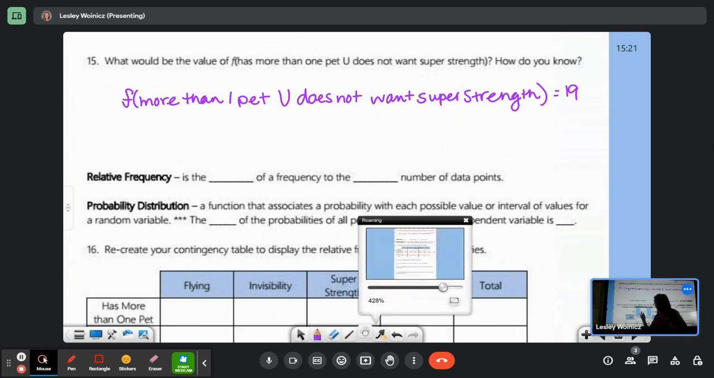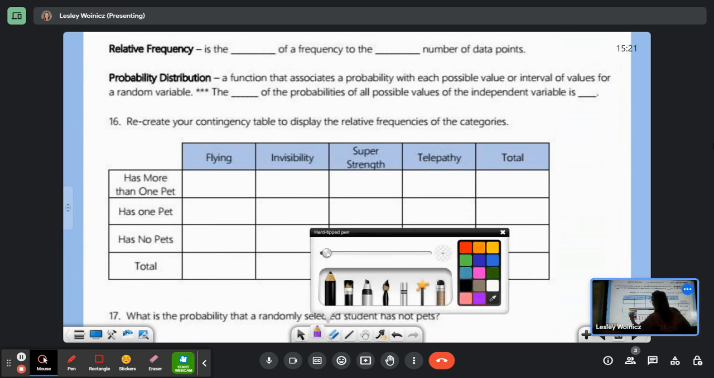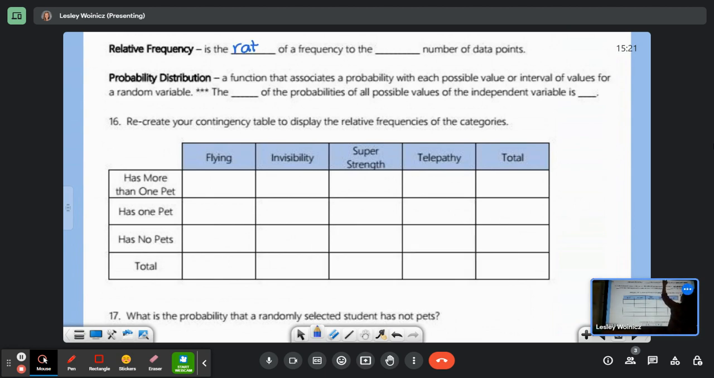Relative frequency. This is the ratio of a frequency to the total number of data points. So in the small upper corner, we're going to write, like we had 4 people here. How many total people were there? In the whole survey. 19. So this is out of 19. That's what we're going to do.